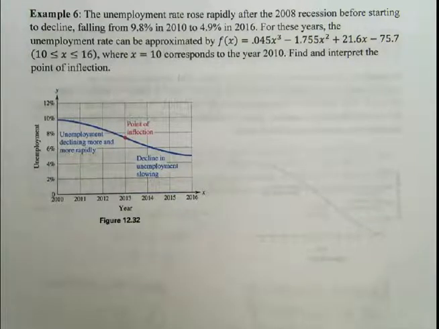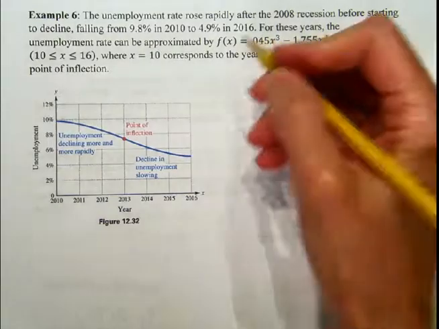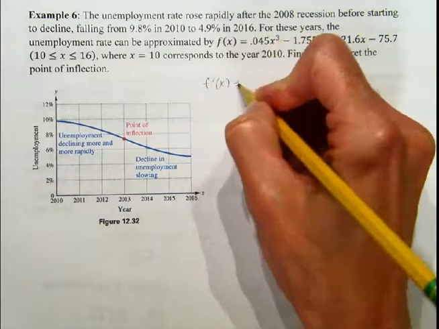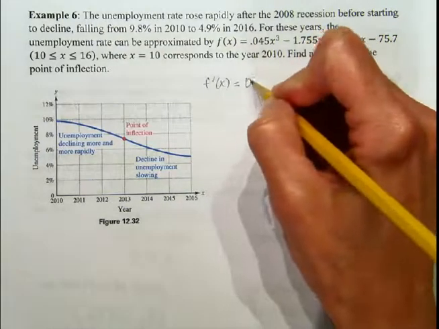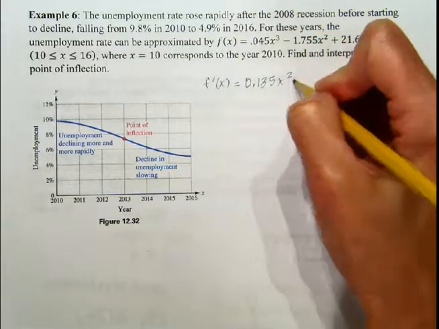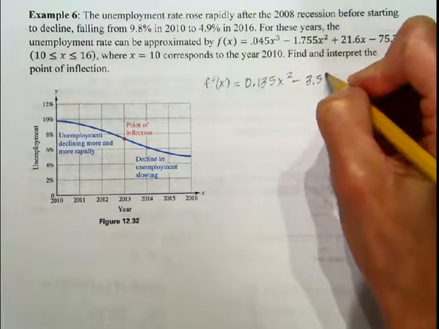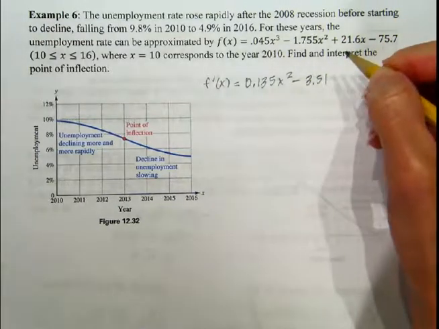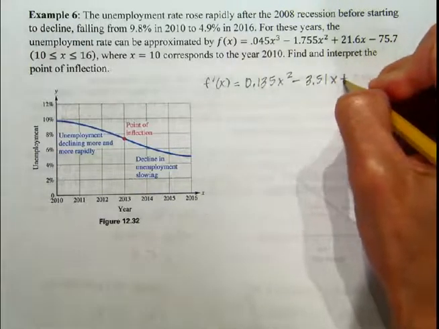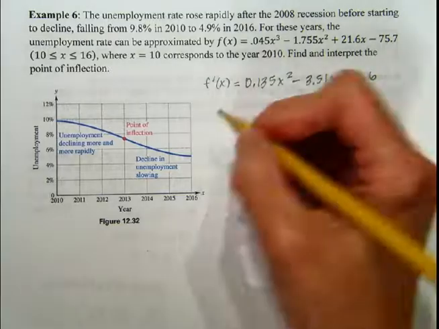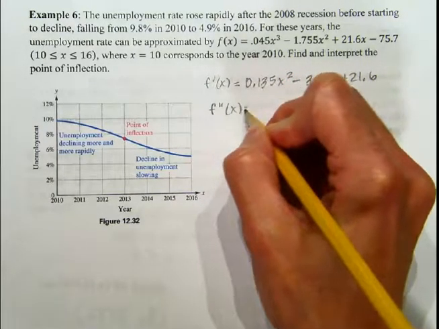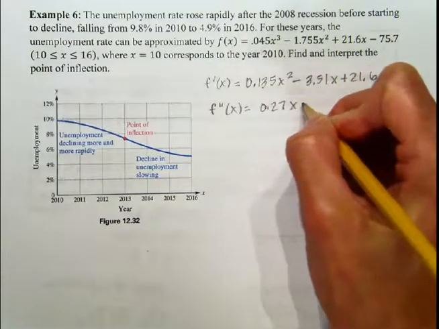Now, again, I left the picture. We just want to confirm what the picture actually says by doing the actual math part of it. So first thing we want to do to find the point of inflection would be to find the first and second derivative. So first derivative of this particular function gives us 0.135x squared minus 3.51x plus 21.6. Second derivative, let's see, 0.27x minus 3.51.